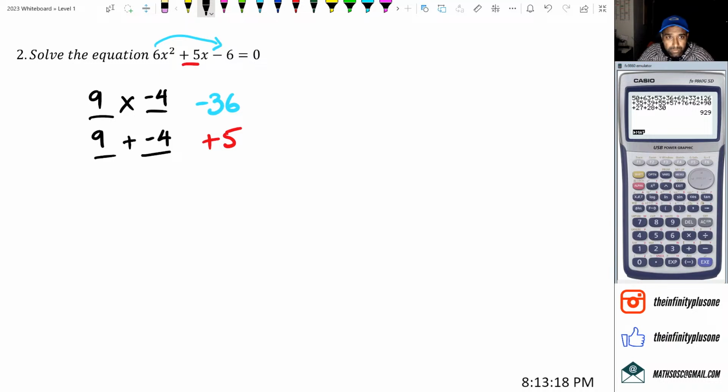So I'm going to replace that positive 5x with 9x and negative 4x. I write the quadratic as it is, so I've got 6x squared minus 6 is equal to 0, but now the inside terms are going to be 9x minus 4x. It doesn't matter whether you write negative 4x first or 9x, because eventually it'll still work out.